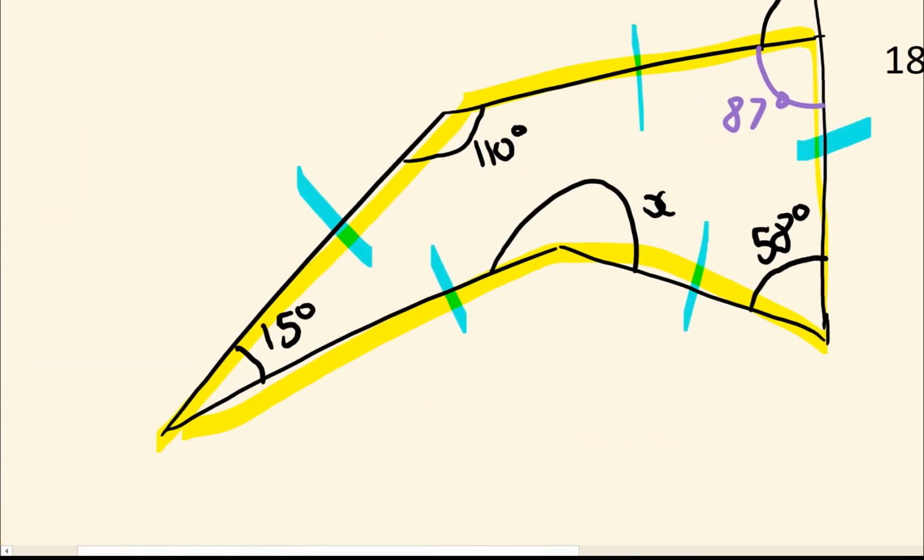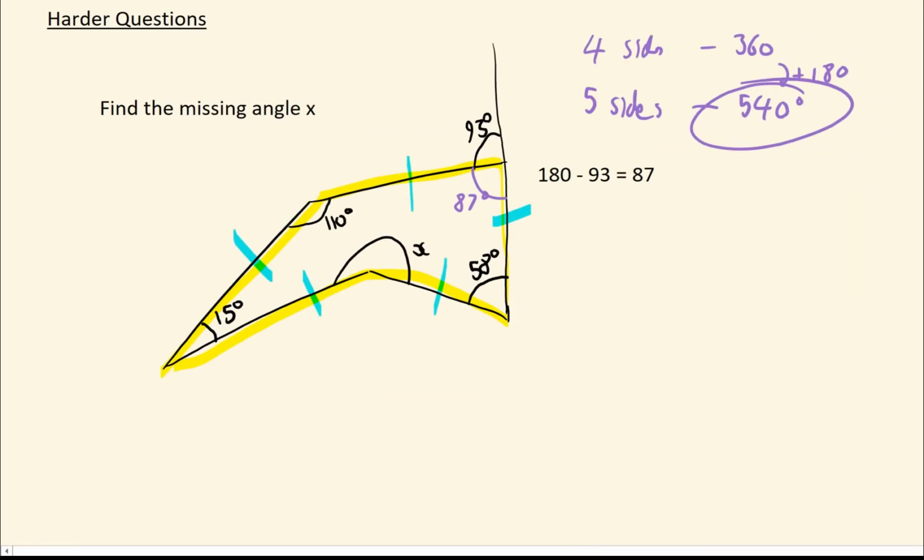Now I have all the angles inside the shape except x, which means I now have enough information to be able to work out x. And again, I've said loads of times now, add up all the angles we've got, and then we take it away from what we know the total must be. So here the total is 540, so therefore we need to do 540 minus 270, which is also 270. So here this missing angle, this x, is 270 degrees.